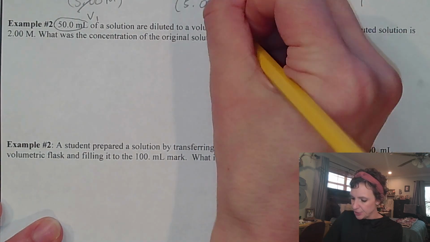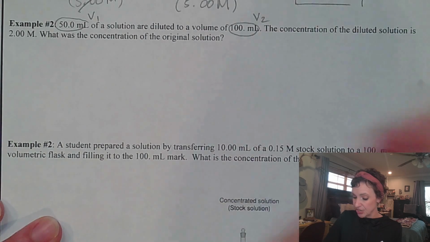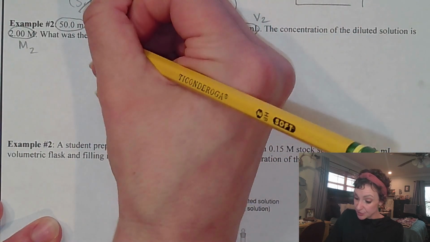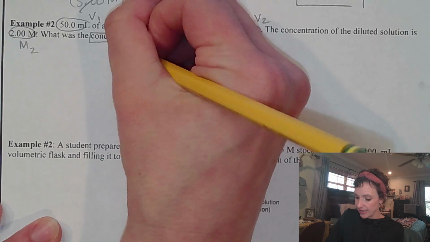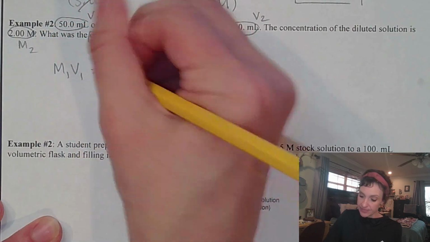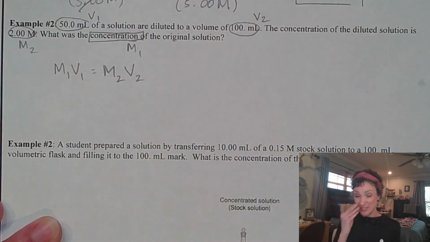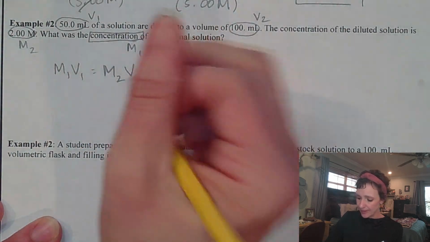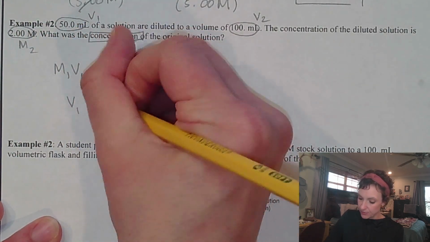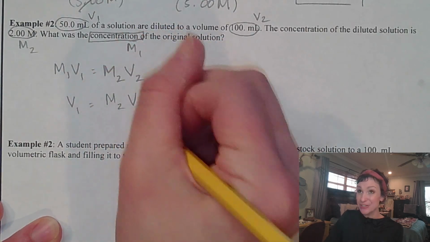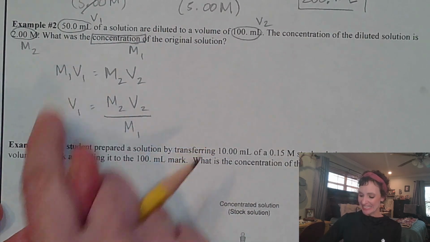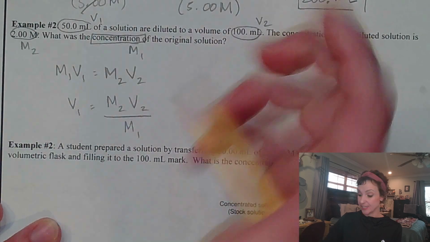Because it was diluted to this, my V2, and the concentration of that diluted solution was 2 molar. That's my M2. What was the concentration, which is molarity, M1? Okay, so my equation is M1 times V1 is equal to M2 times V2. We're using this to solve for M1, right? Even if I wanted to, I could restate this as V1 is equal to M2 times V2 divided by M1. That's just me isolating that variable to solve for V1.